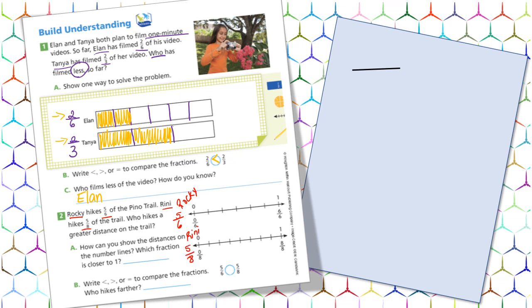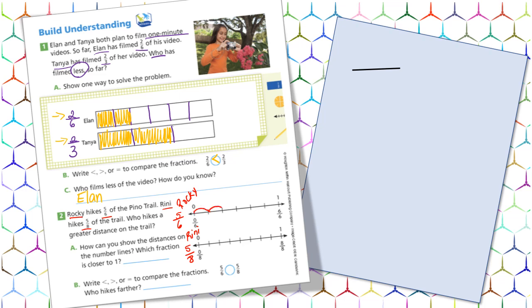Okay. And now all that's left for us to do, boys and girls, is to go ahead and find out where 5/6 is on the number line and 5/8 is on the number line. So let's go ahead and label it. Well, for Rocky, we're starting at 0/6. Okay. How many jumps do we have to make on our number line if we're counting by 1/6 each time? 5. So let's go ahead and make our 5 jumps.